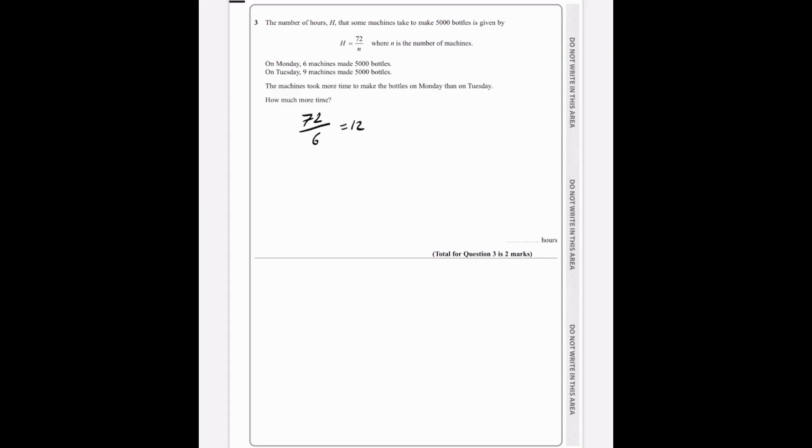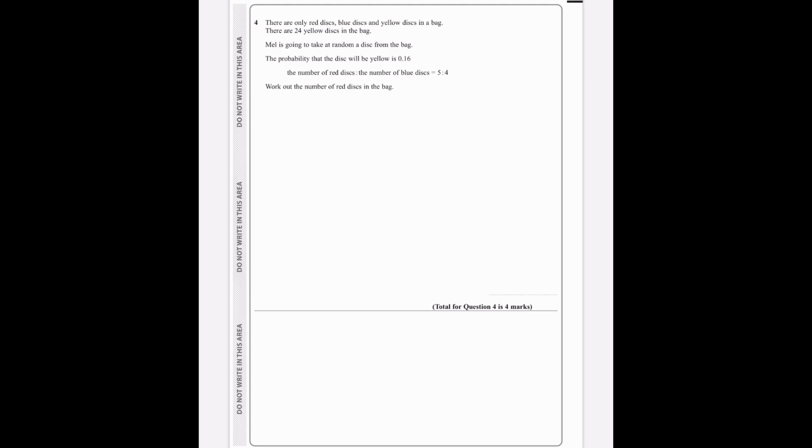Alright, substituting n to be 6, 72 divided by 6 is 12 hours. 72 divided by 9 is 8 hours. The difference between 12 and 8 is 4 hours. So 4 hours difference.